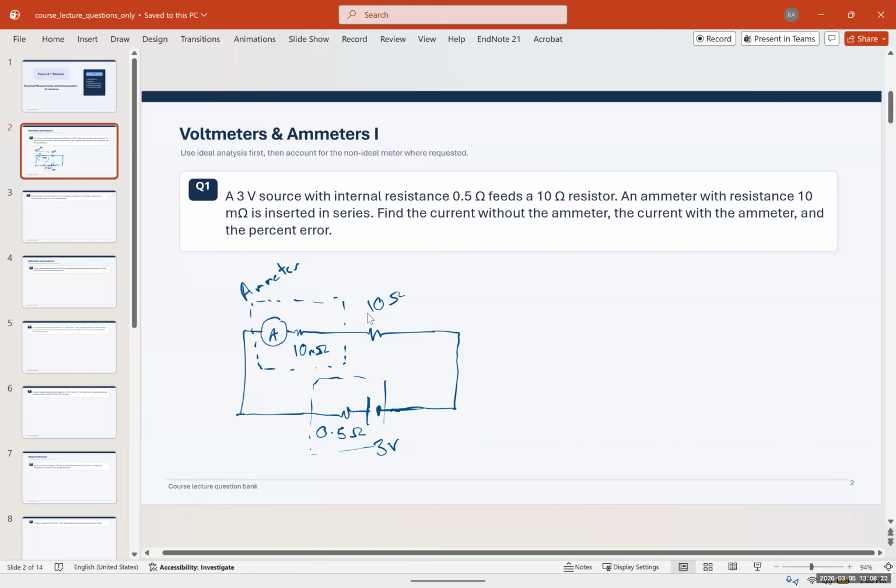Is it open note or no? No, I will give you all the equations that you need, but it's not going to be open book or open note. All the equations that you need would be provided on the exam.